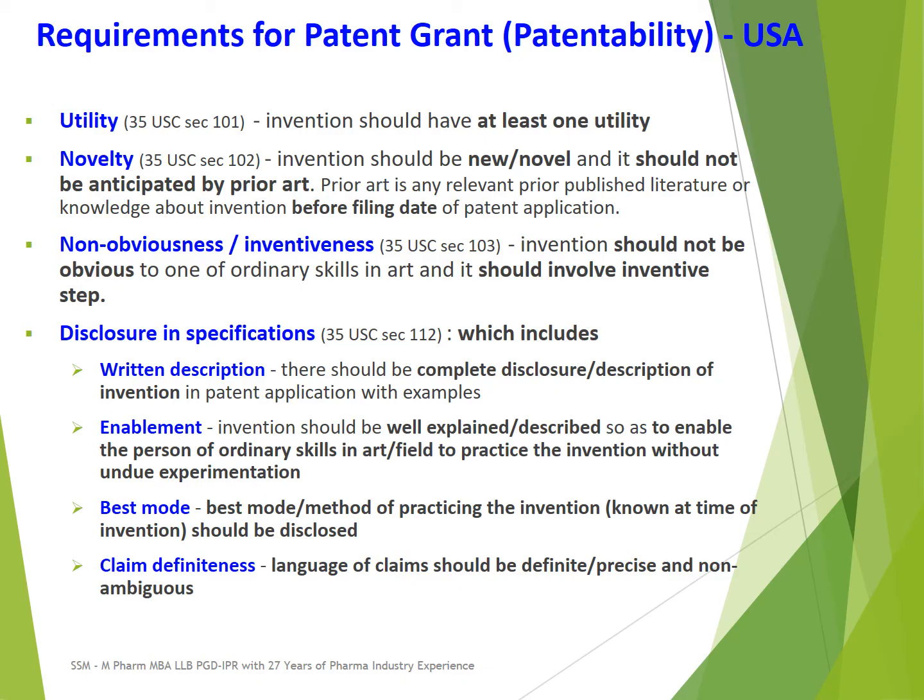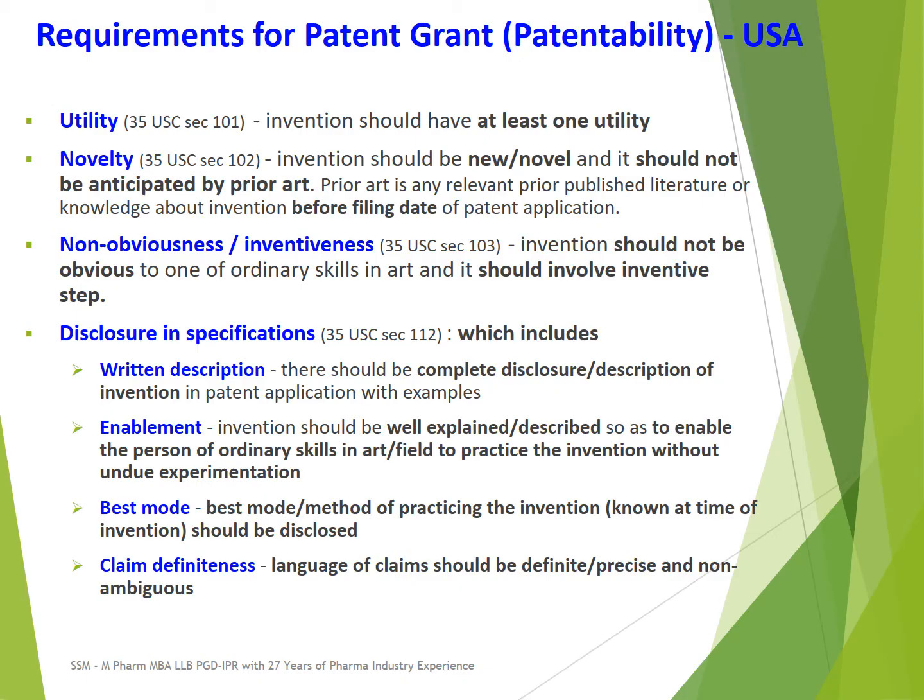Next requirement under disclosure is enablement. Invention should be well explained and described as to enable a person of ordinary skill in the art to practice the invention without undue experimentation. Means your invention should be explained very well so that a person of ordinary skill in the art can practice that invention without undue experimentation.